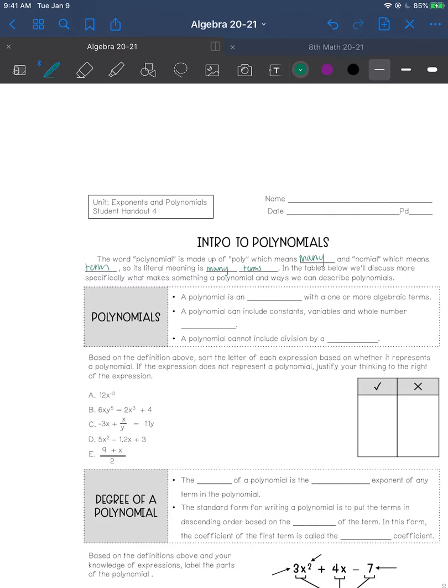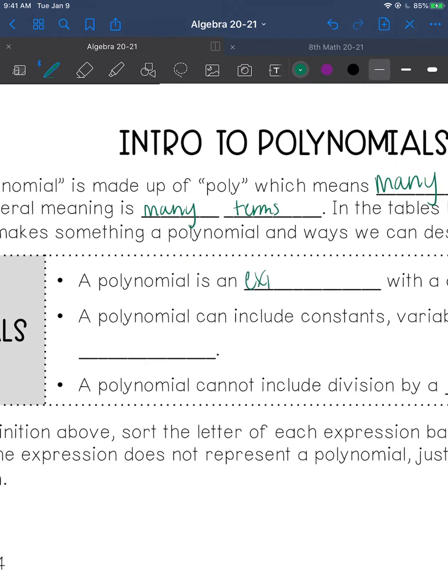A polynomial is an expression with one or more algebraic terms. So what do you remember about terms? What breaks up terms? How do we know what a term is? Anybody remember? They're separated by plus and minus. So 4x to the cubed is a term. If there's a plus sign, then the next term would be like 3x squared. Those are the different terms.